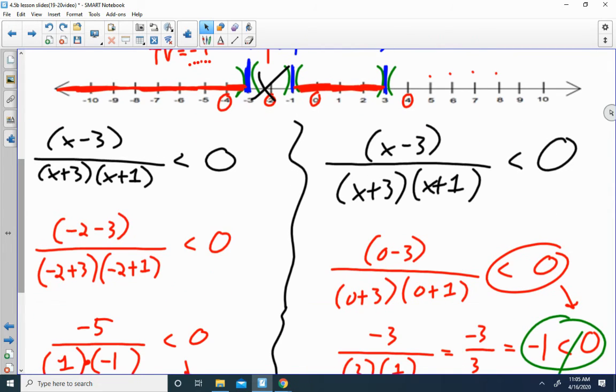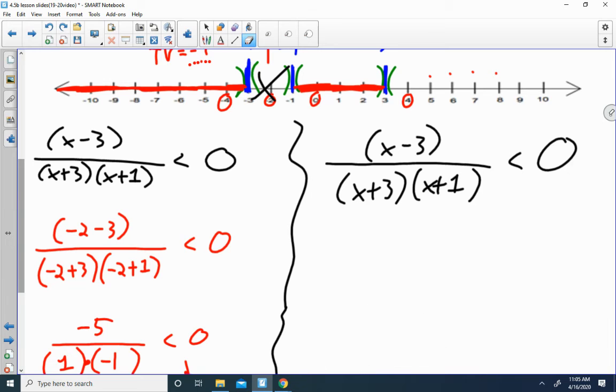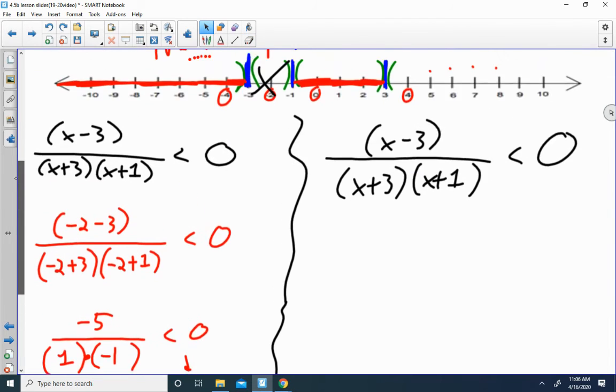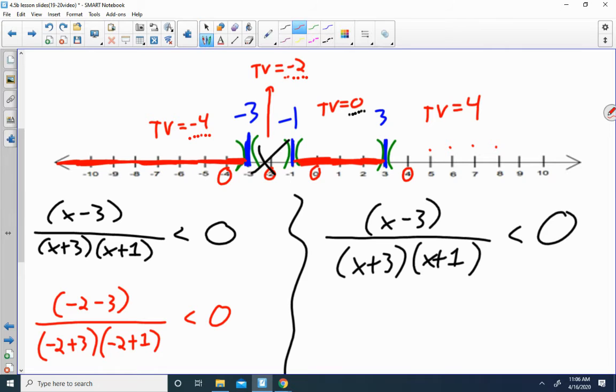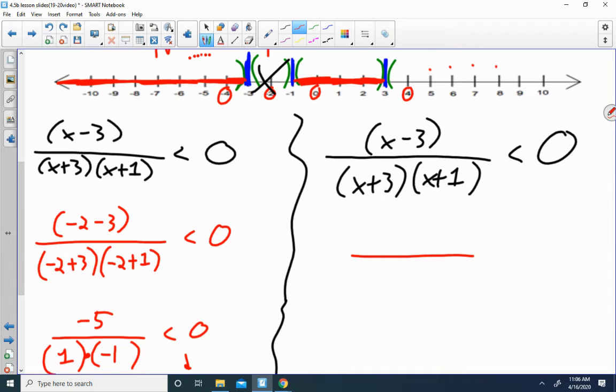All right, last time, just to make sure everything is working properly and I didn't make any form of mistakes, I'm going to plug in the final test value. Plug in 4. All right, let's do it. So on top, I'm going to plug in 4. So 4 minus 3, 4 plus 3, 4 plus 1, less than 0.